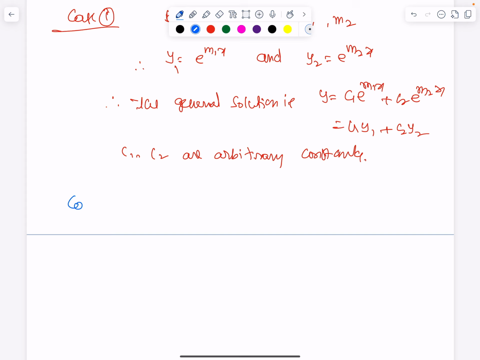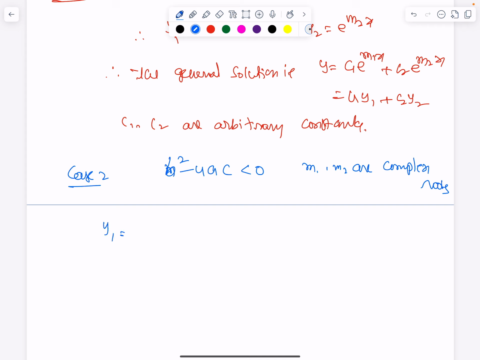Next, case 2, that is b square minus 4ac is less than 0, that is m1, m2 are complex roots. If that is the case, your y1 is equal to e power minus b plus i square root of b square minus 4ac divided by 2a, and the other solution is e power minus b minus i square root of b square minus 4ac by 2a.